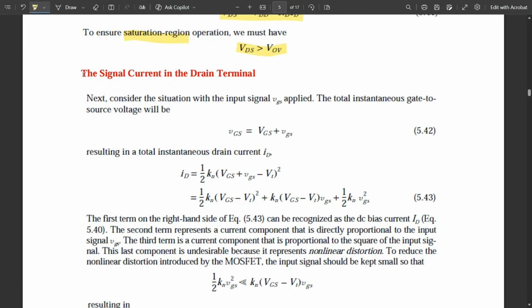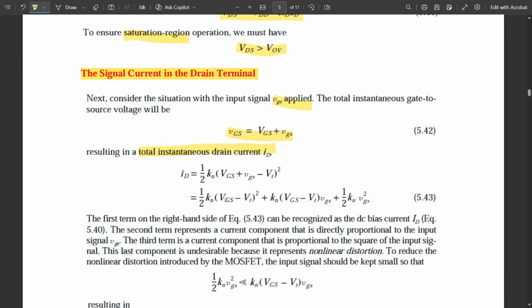So next is the signal current in the drain terminal. Okay, what do you mean by this? You see here. Next, consider the situation with the input signal vgs applied. The total instantaneous gate to source voltage would be vGS is equal to capital VGS plus small vgs, that is with respect to the DC and AC components, resulting in a total instantaneous drain current iD. Okay, so with respect to these DC and AC parameters, we will be getting the term called the total instantaneous drain current. Okay, so that is given by iD is equal to half times Kn into (VGS plus small vgs minus VT), that is the threshold voltage, the whole square.